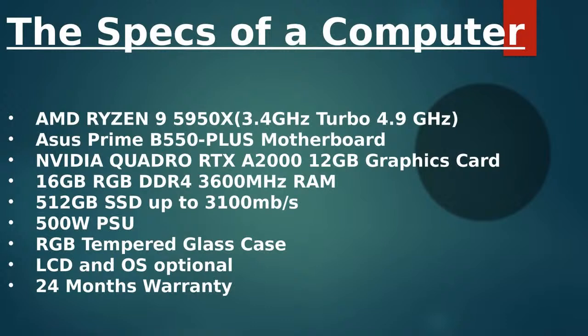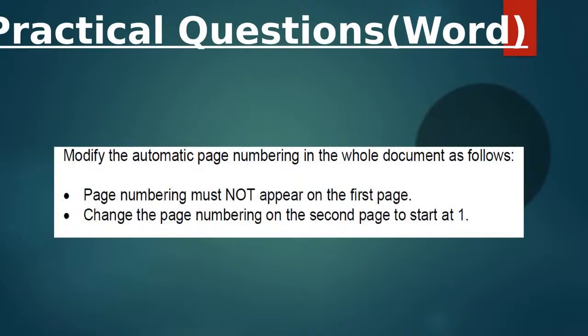We've also got our hard drive, which is an SSD, up to 3,100 megabits per second, our power supply, and then it's mentioning the type of case. So you can imagine this is for some sort of gamer, LCD and OS, again, optional, and your 24-month warranty. Okay, so those are just a few examples of what you could get in terms of the specs of a PC and how they would ask those questions, what sort of info they want to extract from them. So let's look at some of the prac.